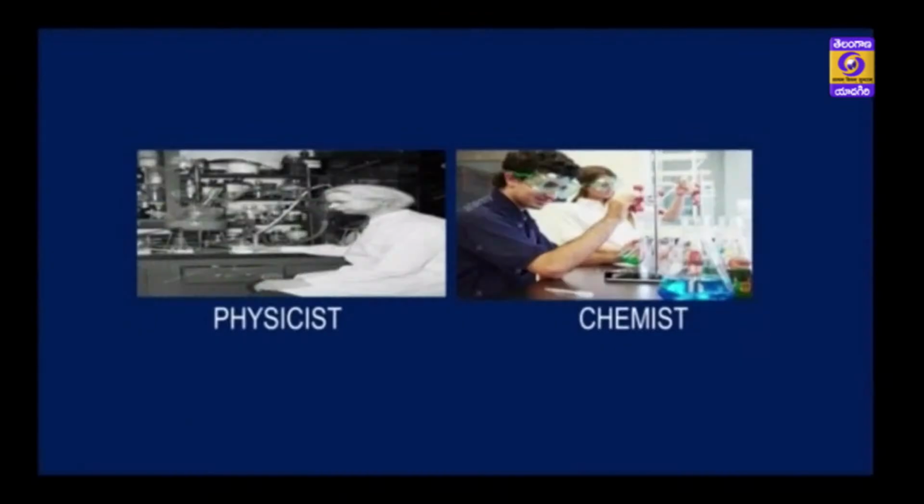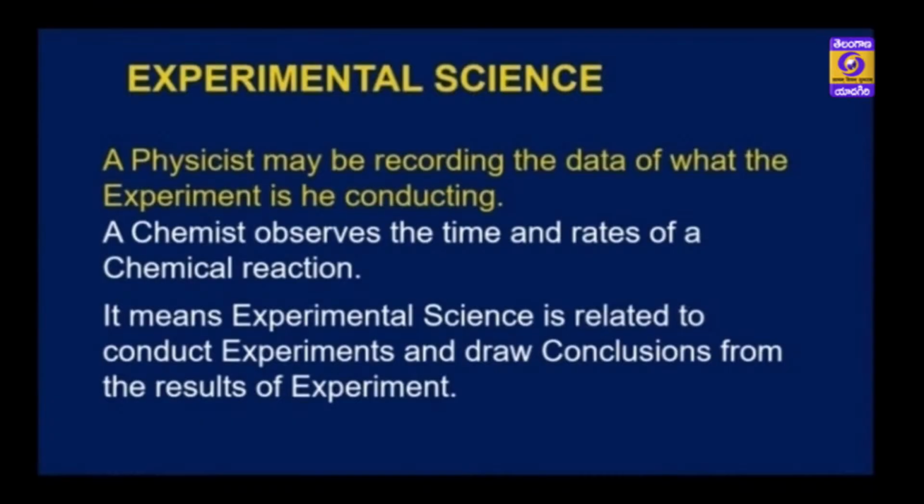Here you could see the experiment, scientists conducting experiments in the laboratory, a physicist and a chemist. So what does a physicist and a chemist do? A physicist may be recording the data of what the experiment is conducting. That means whatever the experiment is conducting, he writes the data from his observations, comes to a conclusion, and studies that science. So that type of science is known as experimental science.